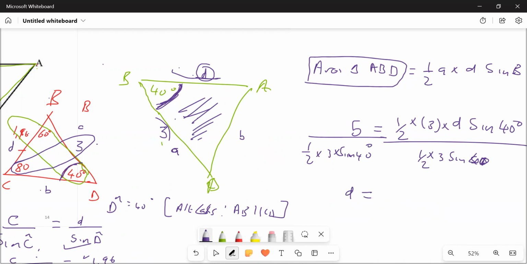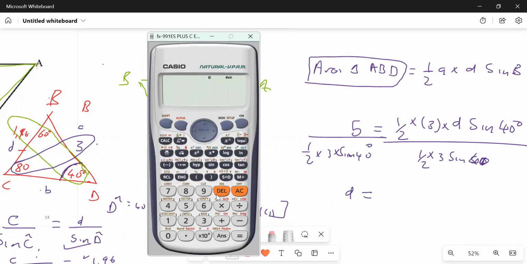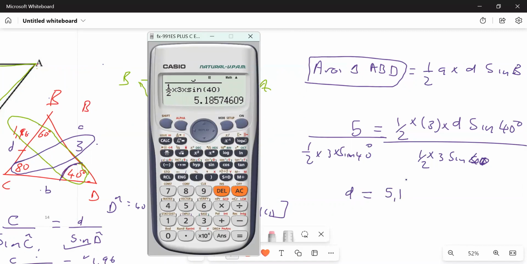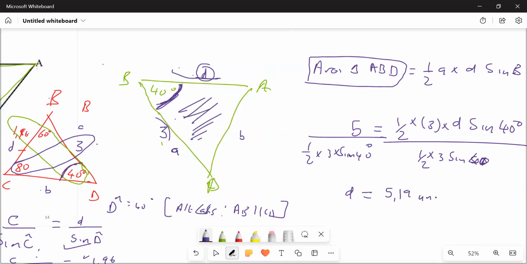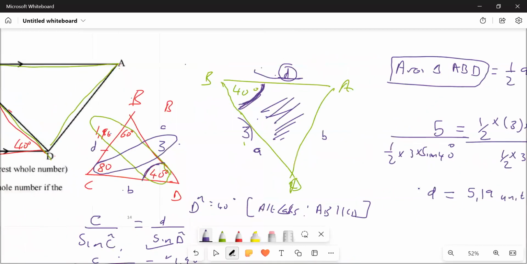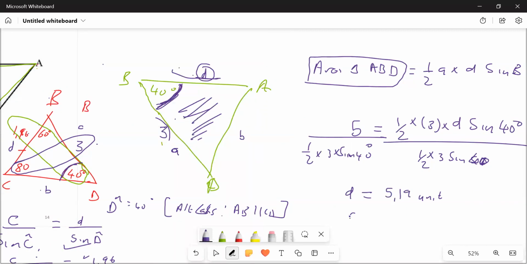Okay? How would you type this, just in case you wanted to know? You're going to say you have 5, okay? All over. And then you say you have 1 all over 2, okay? Multiply by 3, multiply by the sine of 40, close bracket. And then you get your D as 5,1. If they said rounded off to 2 decimal places, it's going to be 5,19 units. Yeah? They said we should round off to the nearest whole number. So it's going to be 5. Yeah, so we are going to say AB is going to be equal to 5 units.